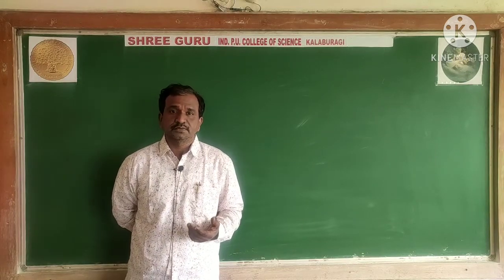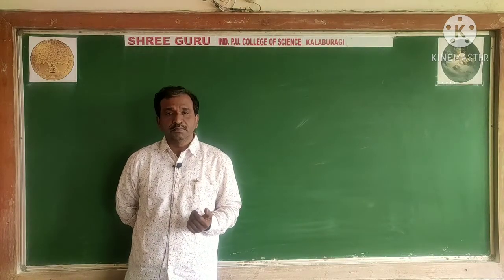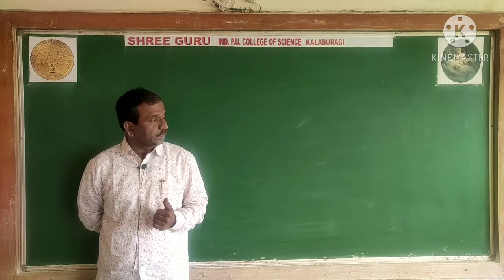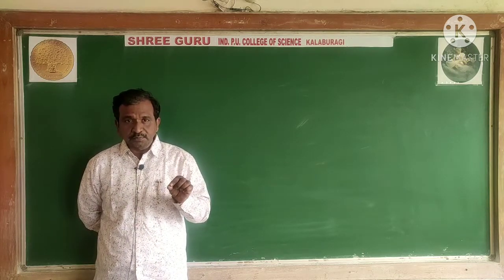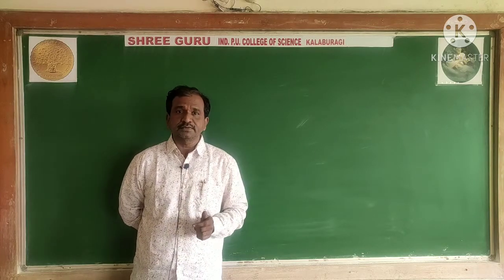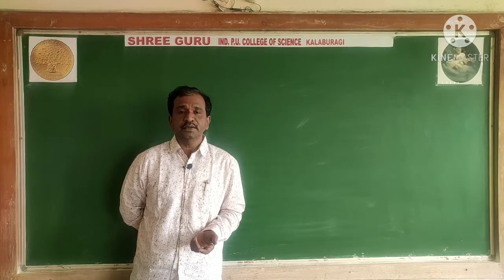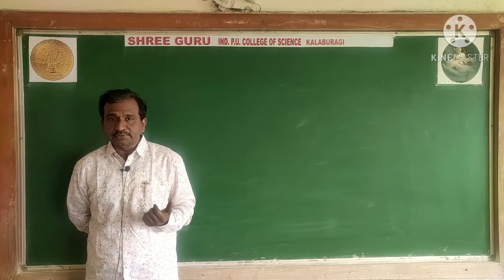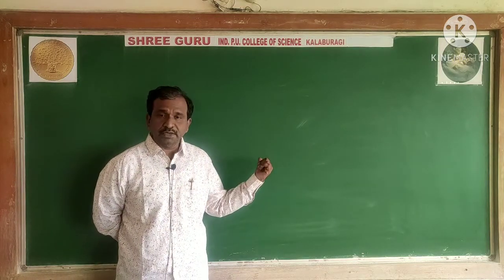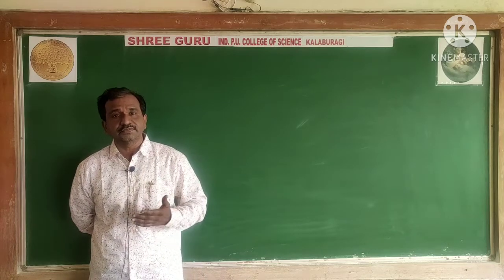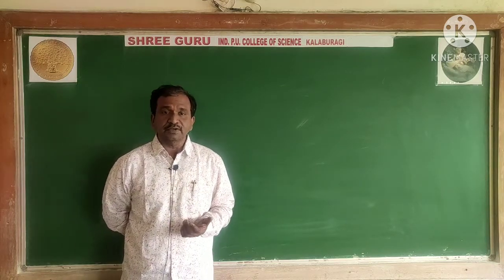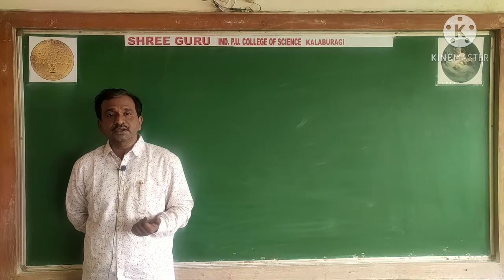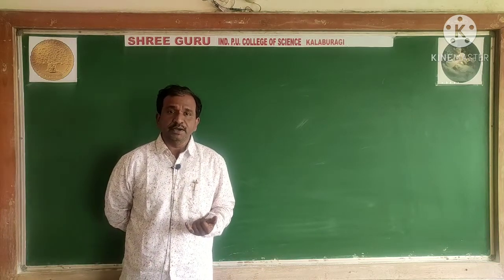Second, the plant body is normally differentiated into root, stem and leaf. Here, in the case of cycas, the roots are coralloid roots, which are normally associated with nitrogen fixing bacteria. Apart from that, we have also observed another example, pinus. In the case of pinus, the roots are associated with a fungal component called mycorrhiza.